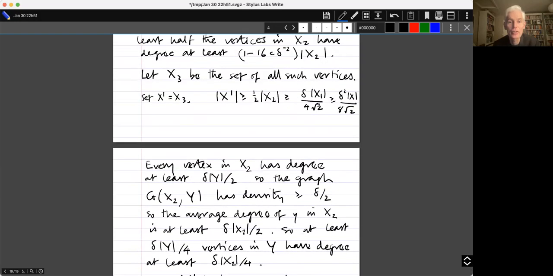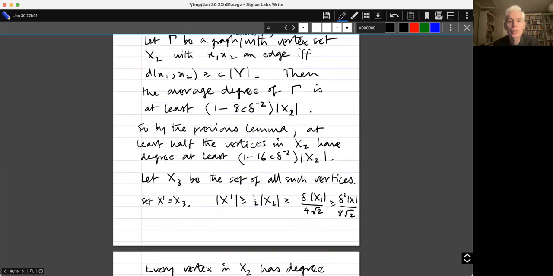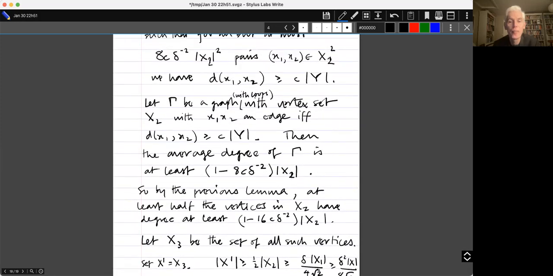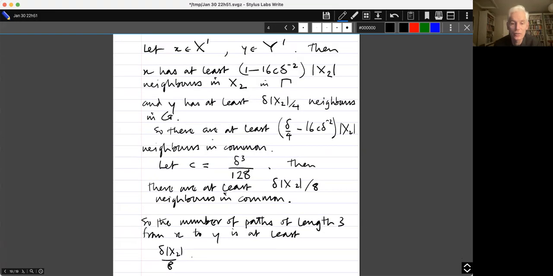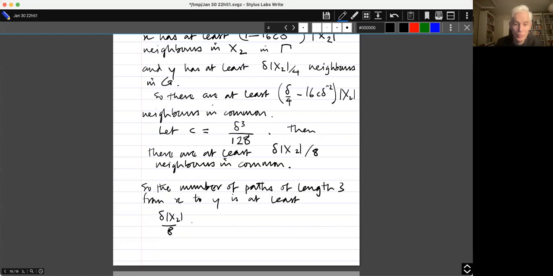Well, that graph gamma, where have I defined it? I define it to have an edge if the codegree of x1 and x2 is at least c times the size of y. So that means that the number of paths from any common neighbour, but anyway from any neighbour of x in gamma to x of length 2 is going to be at least c times y.